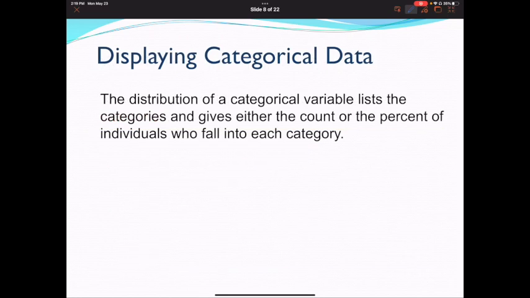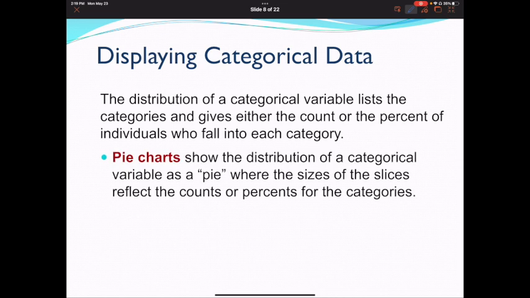So how do I display categorical data? The distribution of a categorical variable lists the categories and gives either the count or the percent of individuals who fall in that category. Individuals, participants, objects, right? They don't always have to be people.